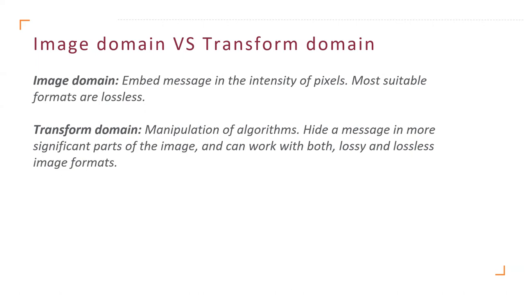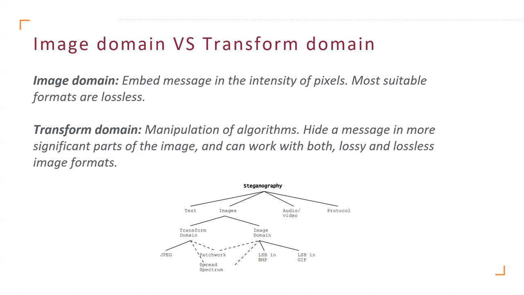the message is hidden in more significant parts of the images, and due to this it can work with both lossy and lossless image formats. So this is what the domain of image steganography looks like. There is transform domain, there is image domain. As we discussed, transform domain can work with both lossy and lossless, and JPEG is the lossy compression. So JPEG involves transform domain steganography, and BMP and GIF can be done in image domain. Again, the type of steganography technique we choose depends on the format of the image.